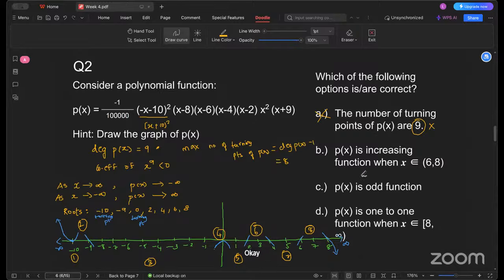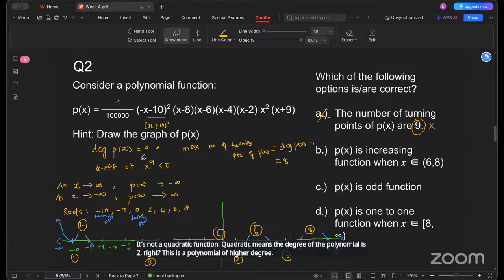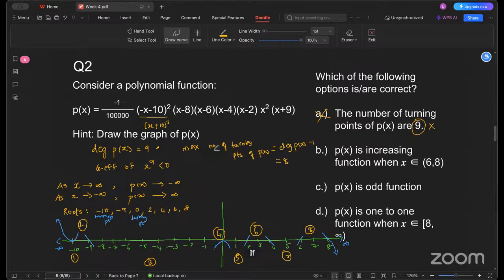Ma'am, can we say this is a quadratic function, and the roots are 10 and the vertex is at 10? It's not a quadratic function. Quadratic means the degree of the polynomial is 2, right? This is a polynomial of higher degree. If you consider only x minus 10 whole squared, of course that is a quadratic, but here we are looking at a bigger function where this is only a part. So turning points occur at places where you have degree 2 here.